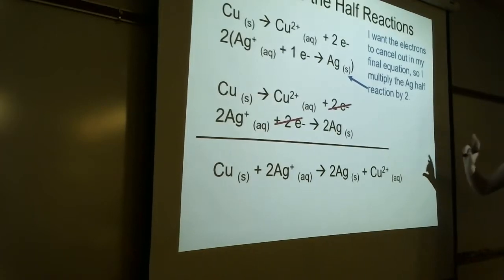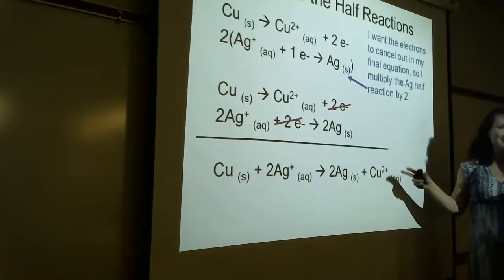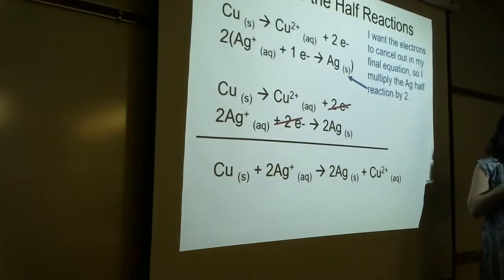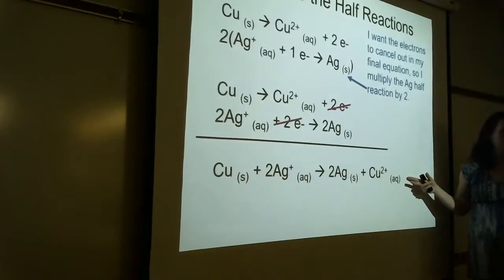Now again, this is a simple one. This is a neutral one. In other words, we're not dealing with the acid component yet. We're looking at some baby ones before we get into the more challenging ones. Does everyone understand how this one worked?